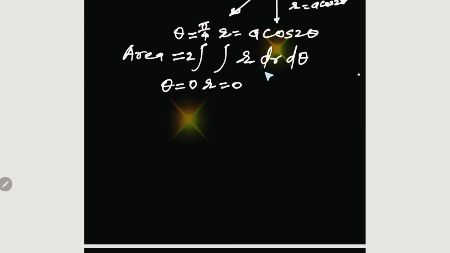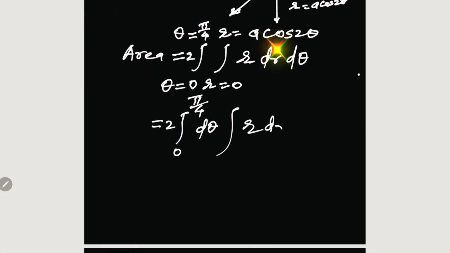Therefore, as I already mentioned, first we have to integrate with respect to r. It means 2 times integration from theta equals 0 to theta equals pi by 4 d theta, and then integration of r with respect to r from 0 to a cos 2 theta. This is the order in which we have to perform the integration. We go from right to left. First we integrate, and whatever the result, then we integrate with respect to theta and then substitute the limits.